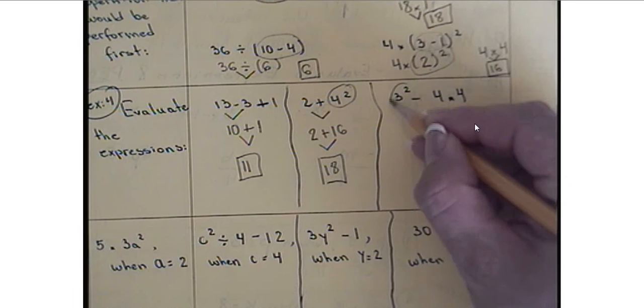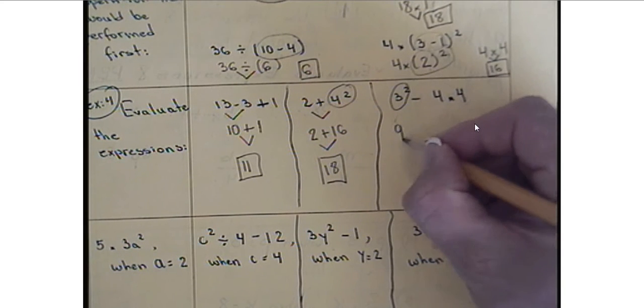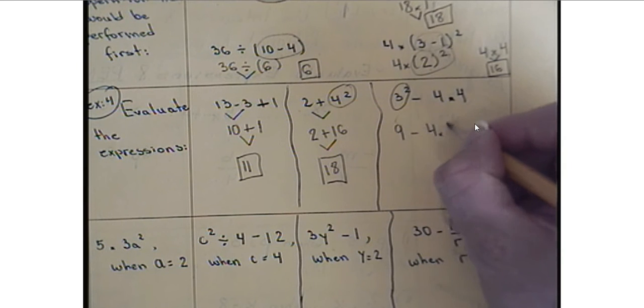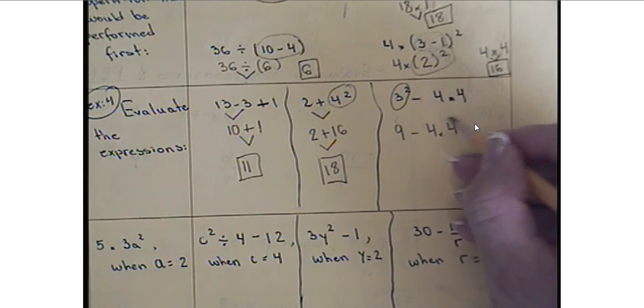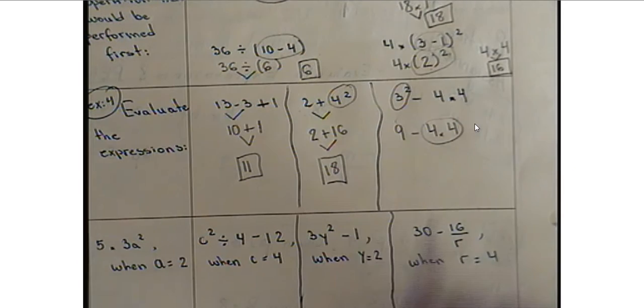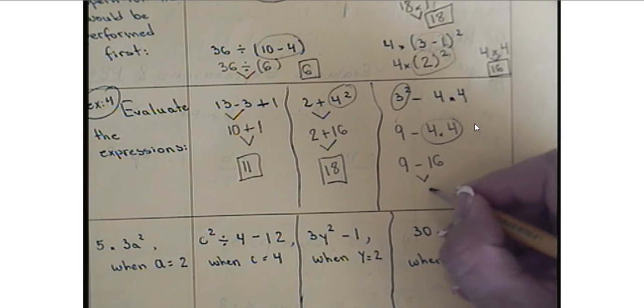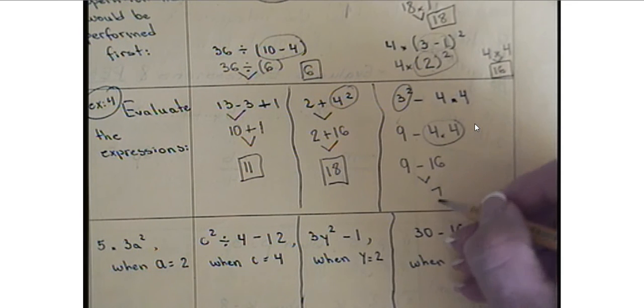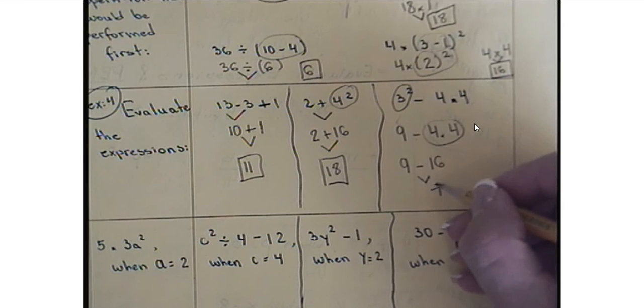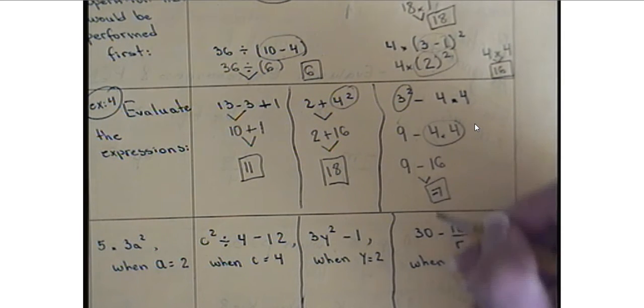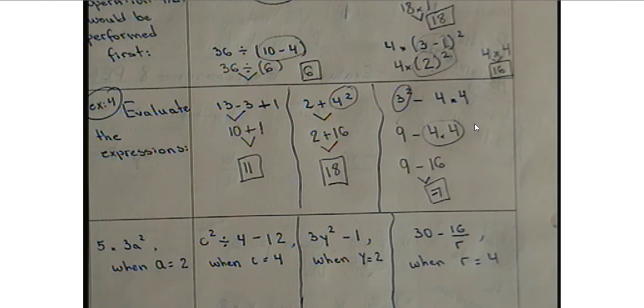So again, exponent first, 3 squared is 9 minus 4 times 4. 4 times 4 will be the next step, multiplication before subtraction. So we'll say 9 minus 16, and 9 minus 16 will give us 7 as a final answer. Negative 7, actually, because 16 is the larger number with a negative sign. Negative 7 will be the final answer here.